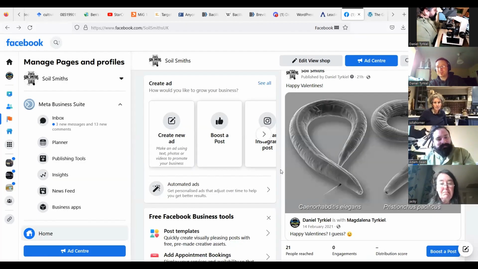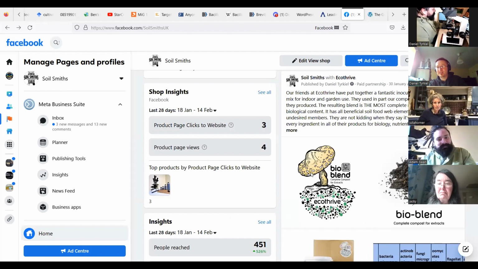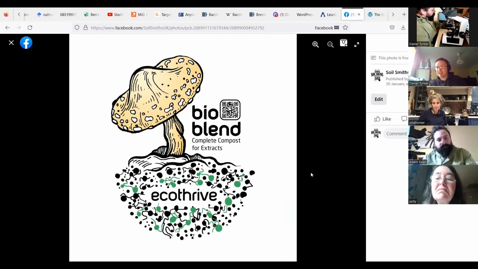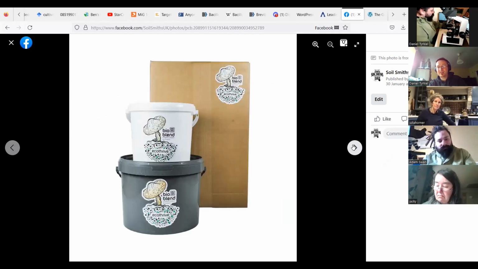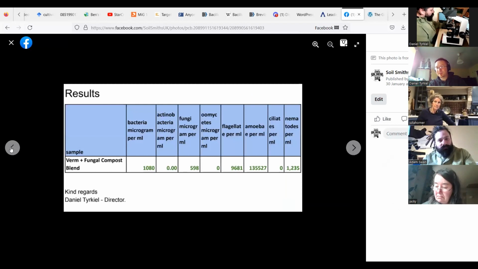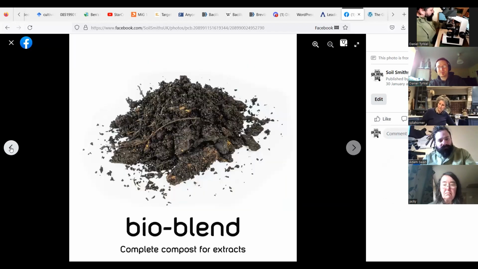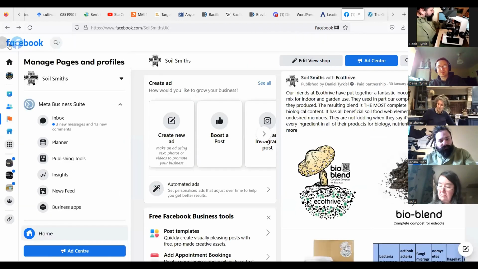Our friends at EcoThrive have created a compost blend from their own worm castings and our compost, and this is something that they sell to small growers as well. They're a great ethical company. Gareth has been in the game for over a decade, and he's very knowledgeable. We love them lots, so that's why we've put them on our social media as well.